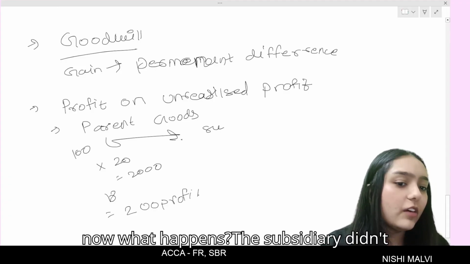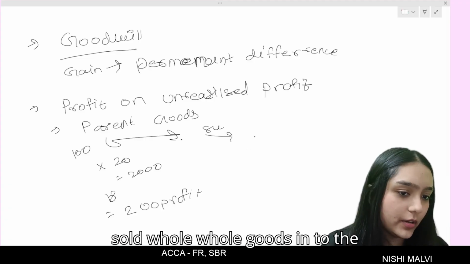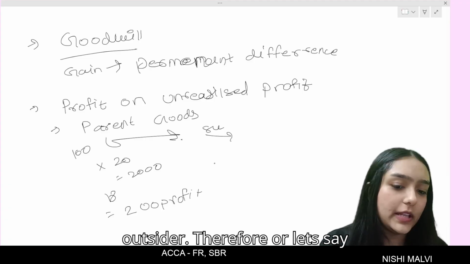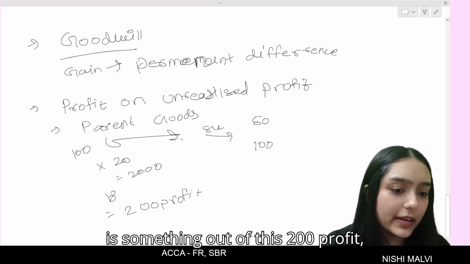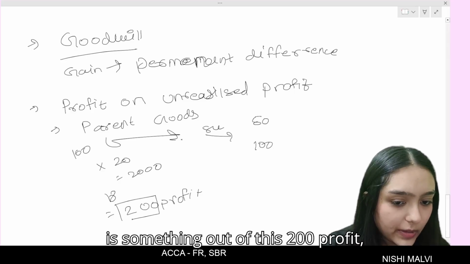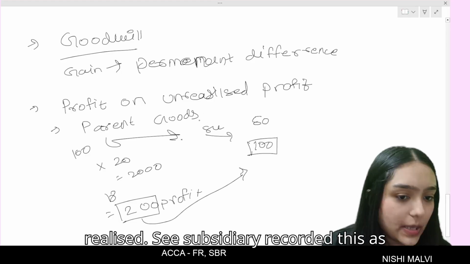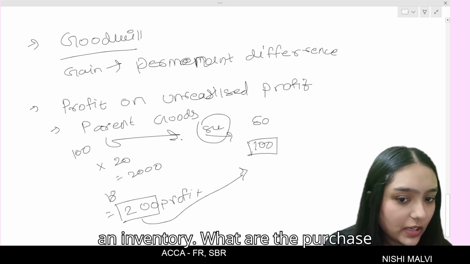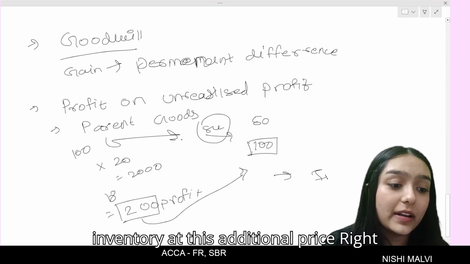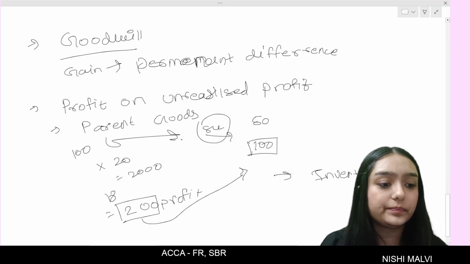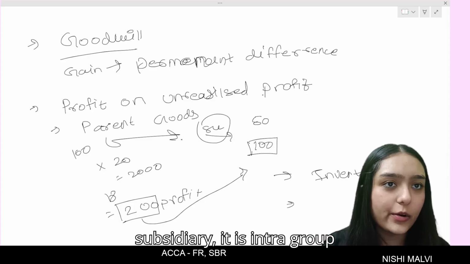Now what happens? The subsidiary didn't sell whole goods to the outsider. Or let's say the subsidiary only sold 50 goods. So 100 out of this 200 profit, 100 profit is something which is not realized. See, subsidiary recorded this as an inventory. Whatever the purchase subsidiary made, they recorded as an inventory at this additional price, right? Inventory. And the parent sold goods to subsidiary. It is an intra-group transaction.